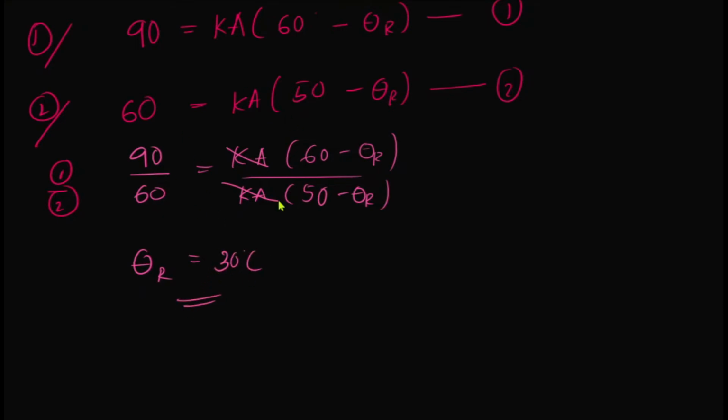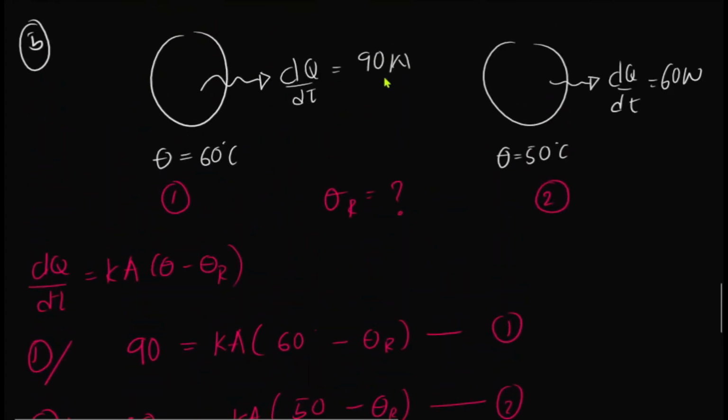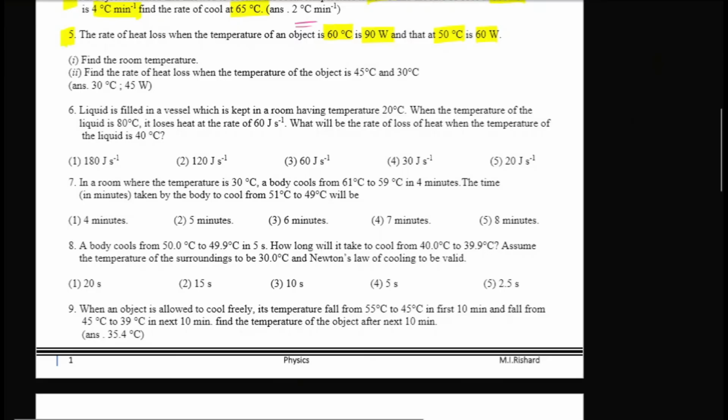All right, so this is it. Simply, we applied the rate of heat loss equation for both these instances. That's only what we did, right? Okay guys, let us see what they are asking next. All right, this is done. Find the rate of heat loss when the temperature of the object is 45 degrees Celsius and 30 degrees Celsius.